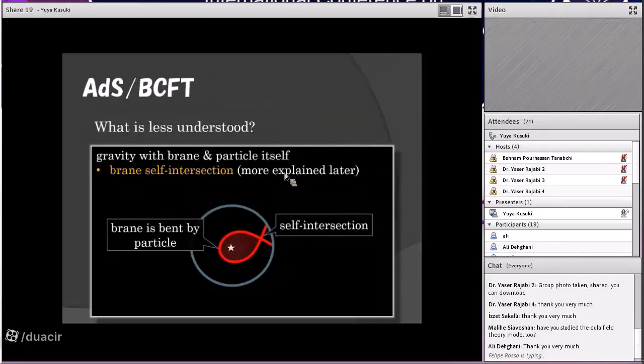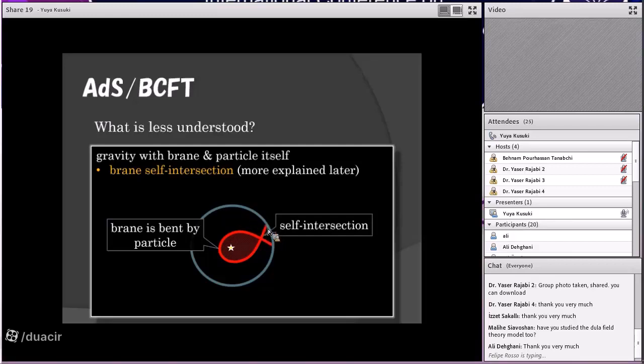There are some interesting issues that are not so well understood. I will give some examples of what is not so well understood in gravity with the brane and heavy particle. The first one is brane self-intersection.